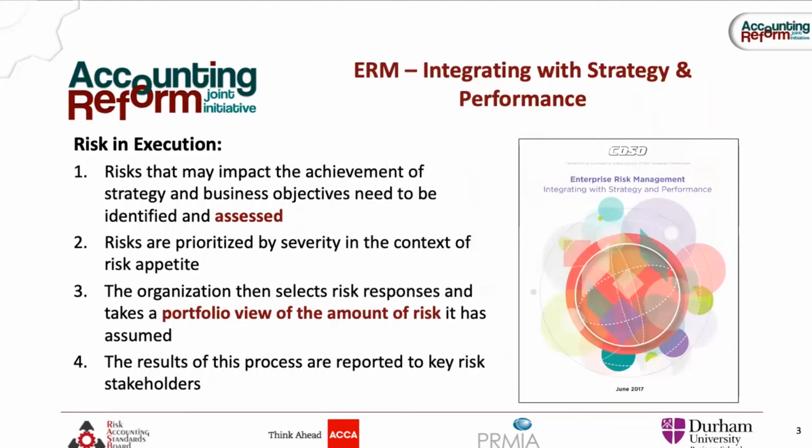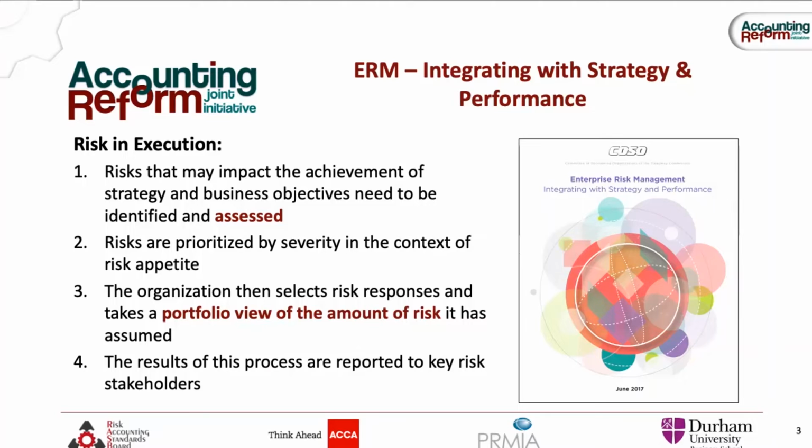First, risks that may impact the achievement of strategy and business objectives need to be identified and assessed. And I put emphasis on assessed. Two, risks are prioritized by severity in the context of risk appetite. Three, the organization then selects risk responses and takes a portfolio view of the amount of risk. And I put emphasis on amount of risk it has assumed. And four, the results of this process are reported to key risk stakeholders.